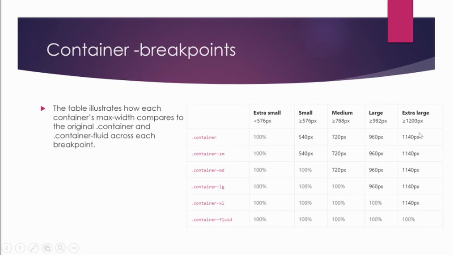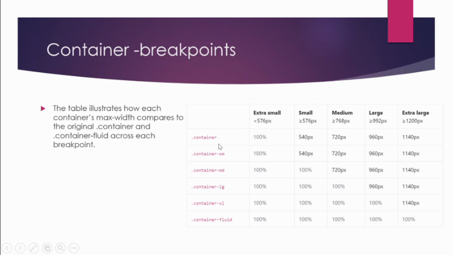This is a table that illustrates and compares the container breakpoints. Okay. Now what does this mean? Here we are given extra small, small, medium, large and extra large. This is the width of the viewport. So first we are going to look at the container fluid. That's the most simple and obvious of all these classes. For all the types of screens, the container fluid is 100% width.